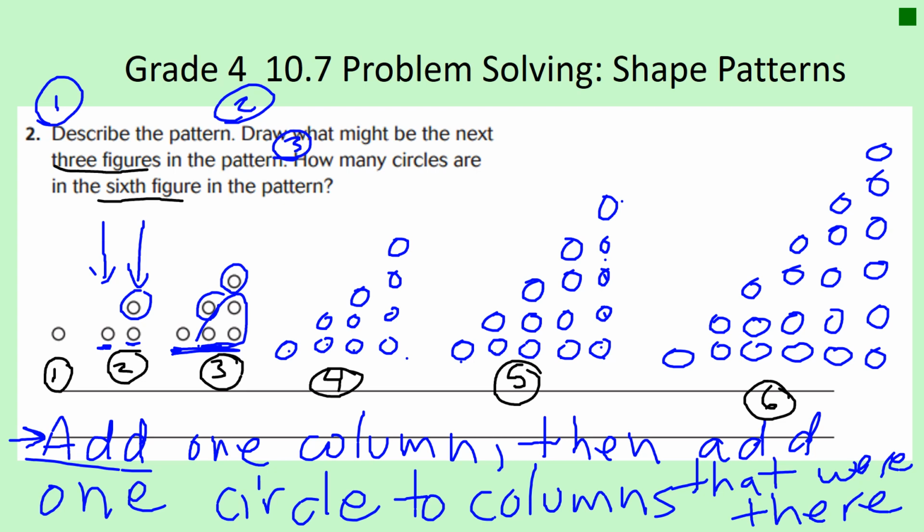Okay, so how many circles are in the 6th figure? So here's the 6th figure. How many circles? 1, 2, 3, 4, 5, 6, 7, 8, 9, 10, 11, 12, 13, 14, 15, 16, 17, 18, 19, 20, 21. There are 21 circles.